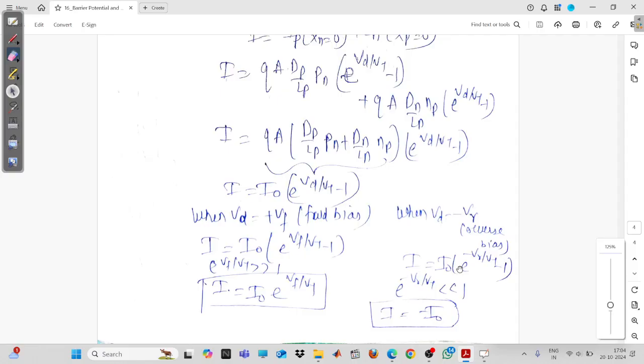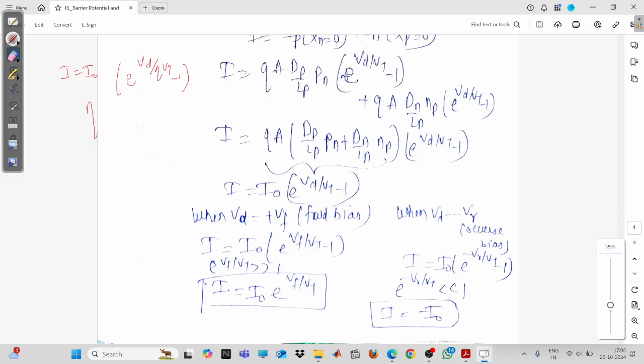Okay, so now we will be discussing the VI characteristics of the PN junction diode. Basically, we will be taking the help of the current equation which we have already discussed in the previous video. So I equals I0, the reverse saturation current, times e to the power of Vd upon eta Vt, minus 1. Here I have introduced the term eta.